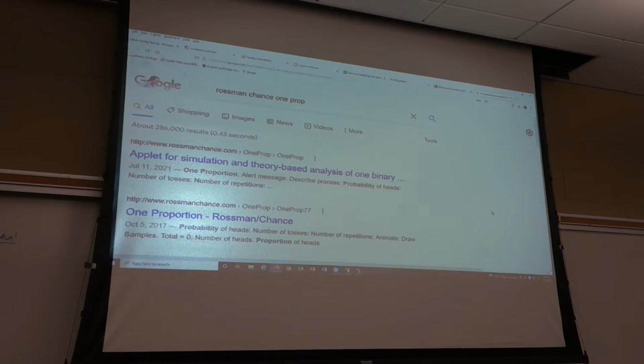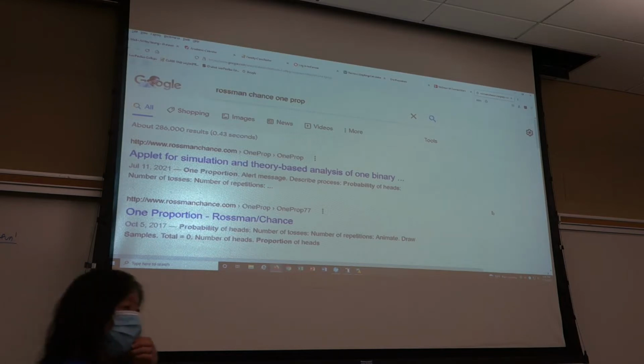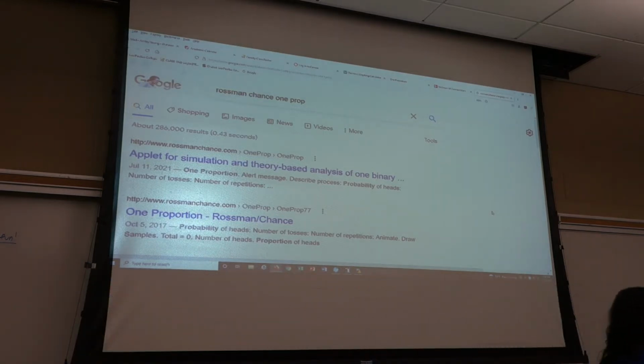So has everybody Googled it? If no one has it Googled? Well, maybe you have to babysit everybody and check that you all have it. I mean, I'm going to check anyways, but use your phone if you want. It's fine. Google Rossman chance applet. Got it?